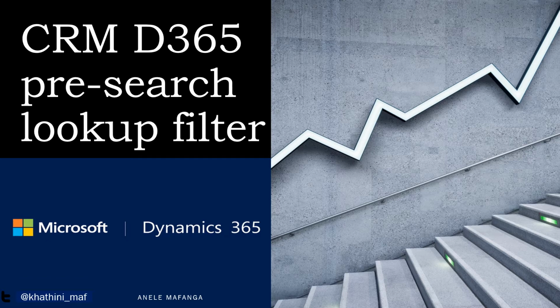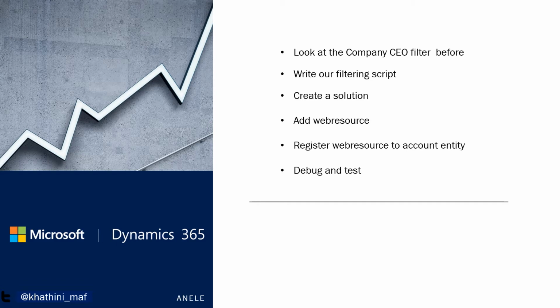Enough talking, let's look at the steps which we are going to follow in building this solution. So, in building this solution, we are going to: 1. Look at the company CEO field before applying the filter. 2. We're going to write our script. 3. We're going to create a solution. 4. We are going to add our web resource. 5. We're going to register our web resource to the account entity. And finally, we are going to debug and test.